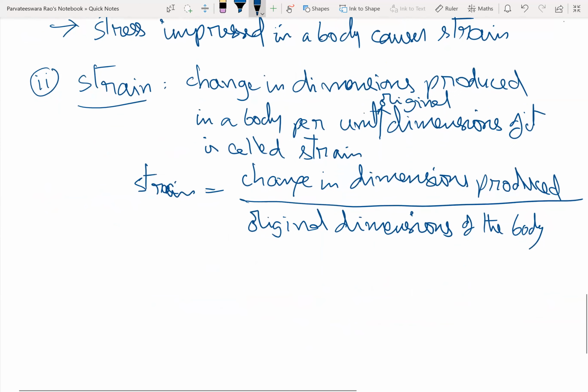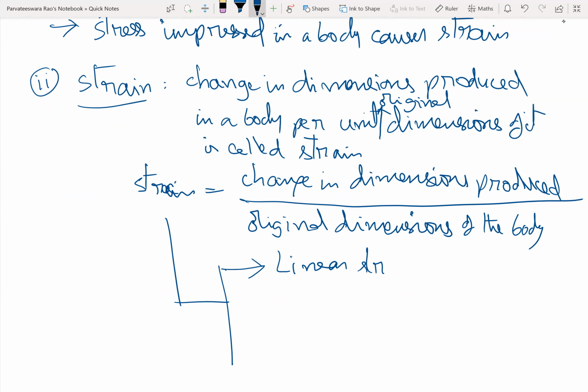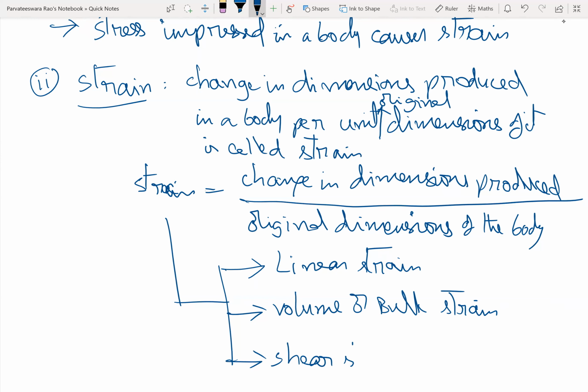So because we have three different stresses, we have three different strains. So we have linear strain caused by linear stress, volume or bulk strain caused by bulk stress, and shear strain caused by shear stress. So these are the three different types of strains.